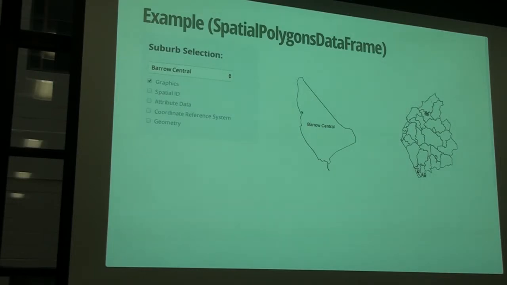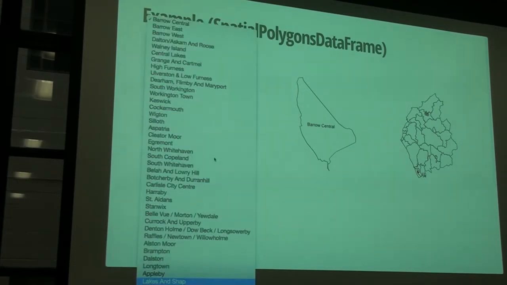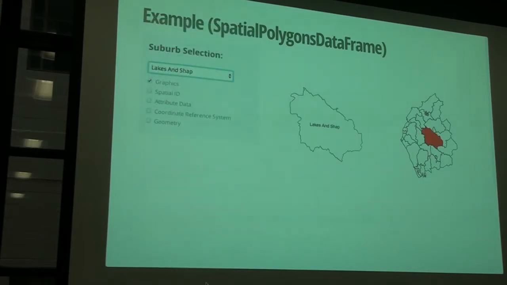And then there are lots of spatial entities within, in our case 46, within this complete spatial object. For example, this is one of them. This is Barrow Central. We could look at more, for example, Leighton Shaft. As you can see, this is just another part of the spatial polygon data frame. And when we have this graphical meaning, then we could move on to how we could actually use that information to produce a plot like this.